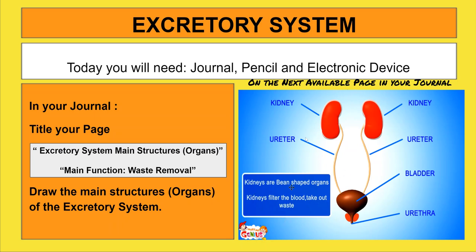Write down: kidneys are bean-shaped organs, so you remember what they look like. And kidneys filter out the blood and take out the waste. This is the main function of our kidney system. All right, in the next few videos, we're going to learn a little bit more about the other organs and how they also remove waste from our body. But when we're talking about the main organs and the main structure, this is what you should remember. All right, we'll get to drawing, and I'll see you in the next lesson.